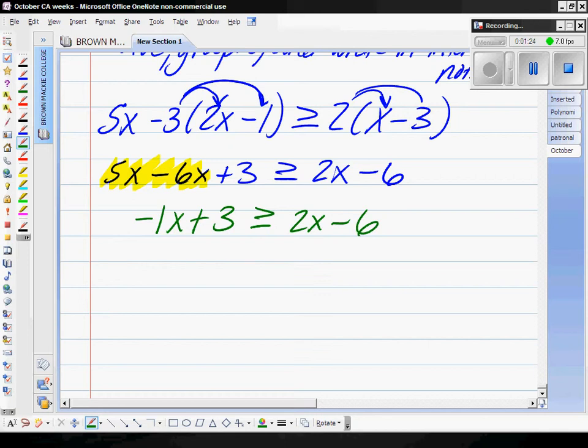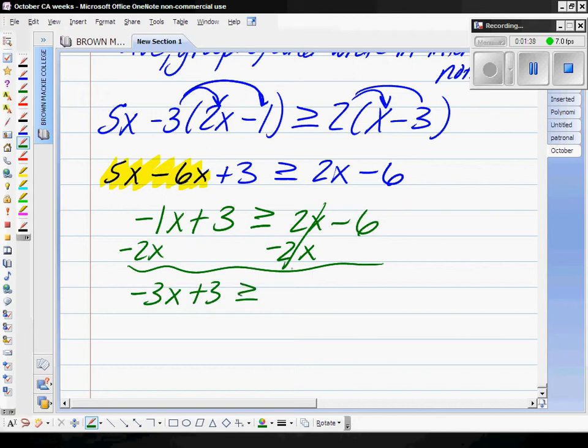I always like to move my x's again to the left-hand side, so it doesn't matter which way you go. Subtract the 2x from both sides. These cancel out, which now leaves me with negative 3x plus 3, which is greater than or equal to negative 6. So we must subtract the 3 from both sides when solving, and I am now left with negative 3x greater than or equal to negative 9.